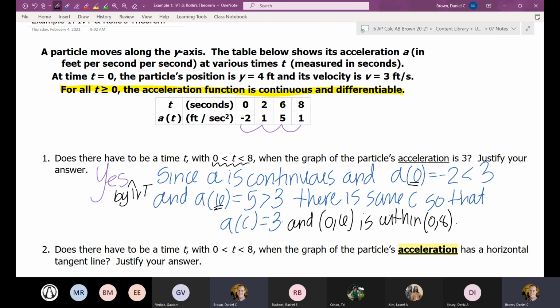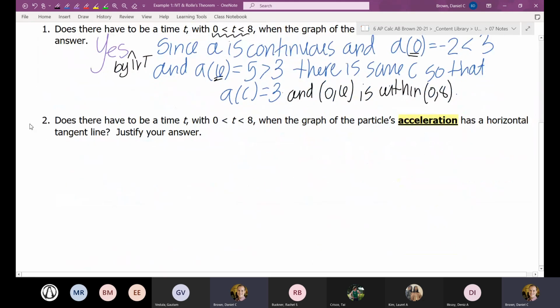All right, so let's look at the second one. Again, please change it if you're following along in OneNote, since we definitely have a table of the acceleration, and that's what I definitely want to talk about right now. It says, does there have to be a time t, again, within that same interval, when the graph of the particle's acceleration has a horizontal tangent line, and then justify your answer.